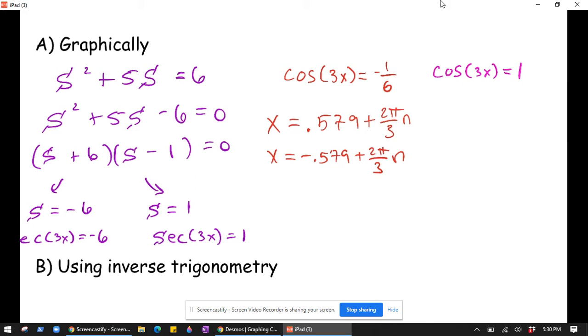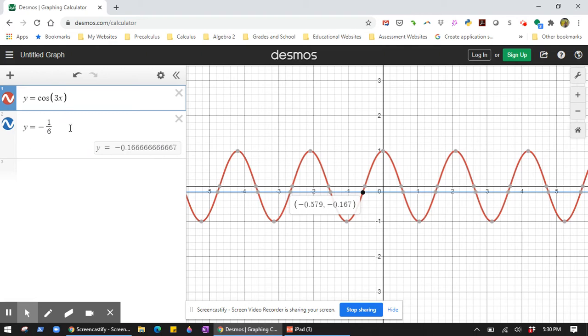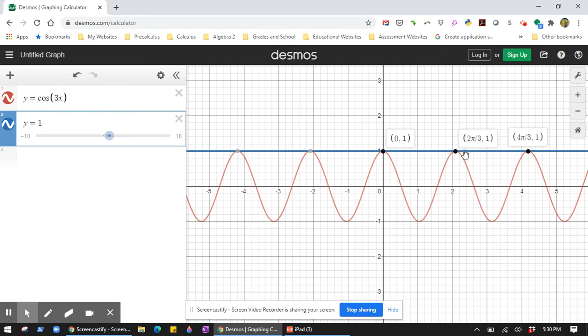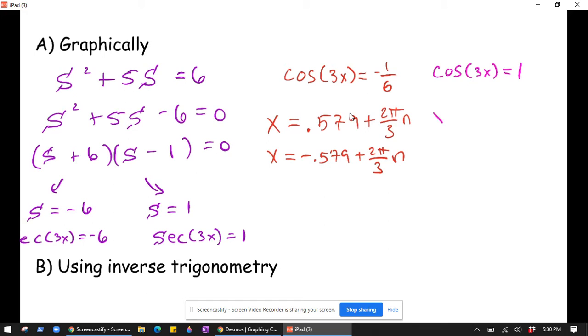And then over here, cosine of 3x equals 1. Again, we'll just change this to a 1 and find intersection points. We see there's one at 0, and they're spaced, as we would predict, 2 pi over 3 radians apart, because that's one cycle and the period is 2 pi over 3. So I'm just going to write my answer as x equals multiples of 2 pi over 3, n being an integer. So those are my solutions.